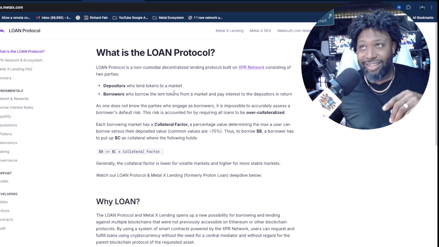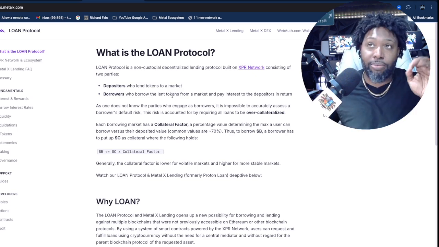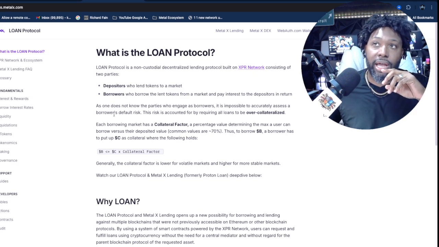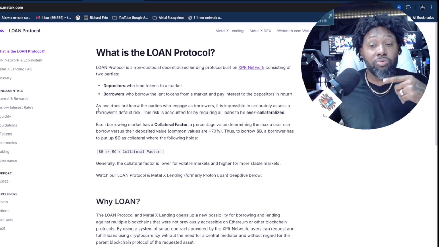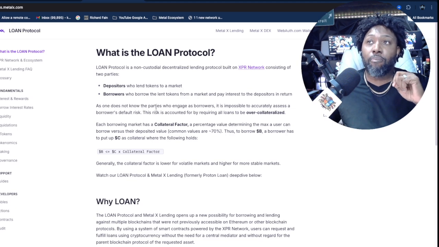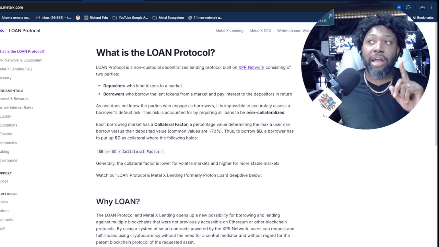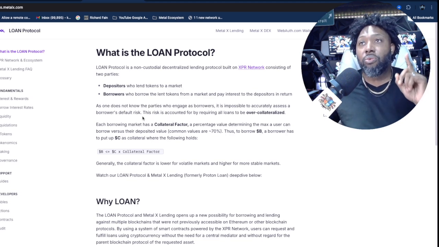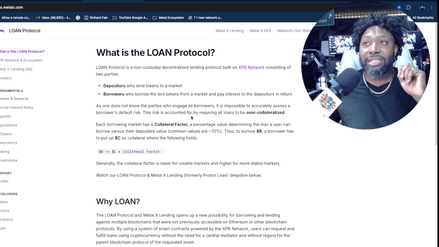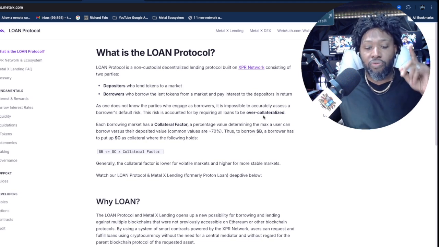Anyway, so let's talk about it. Here's the deal here, guys. Here's the thing to remember. I'm going to share this with you, but I'm going to give it to you in a way you can understand. They said, as one does not know the parties who engage as borrowers, it is impossible to accurately assess a borrower's default risk. This risk is accounted for by requiring all tokens be over collateralized.